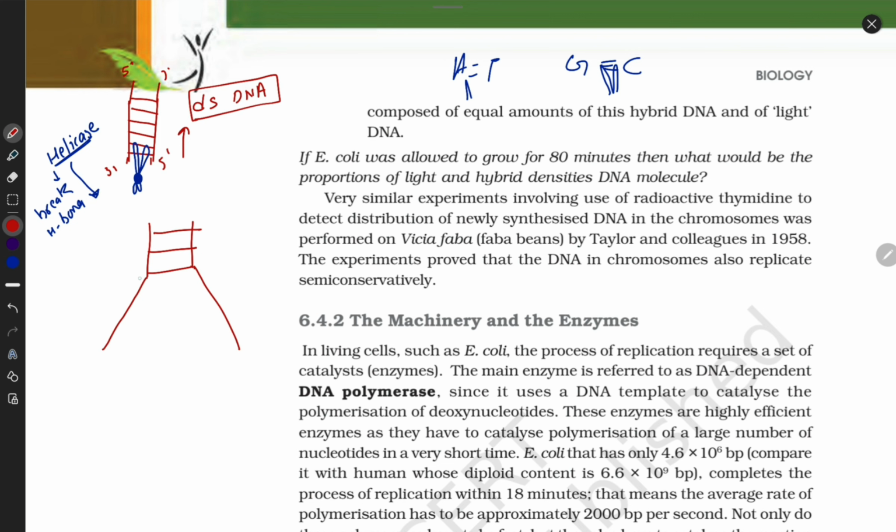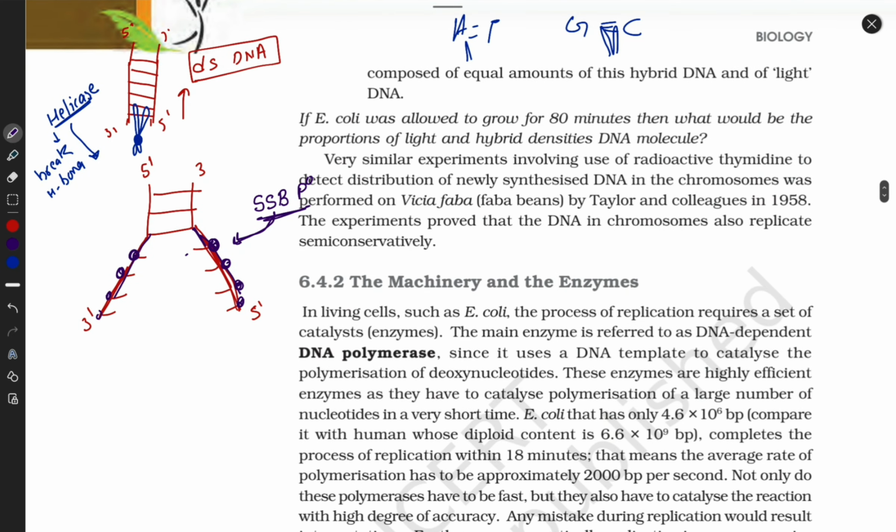The helicase continues forward, and after cutting, the strands run 5 prime to 3 prime. After cutting this fragment, what happens next? The SSB protein, single-stranded binding protein, comes and attaches here so the strands can't easily recombine. If SSB protein were not present, they could easily attach again, but with SSB present, they can't. So the second step is that SSB protein binds to the single-stranded DNA.